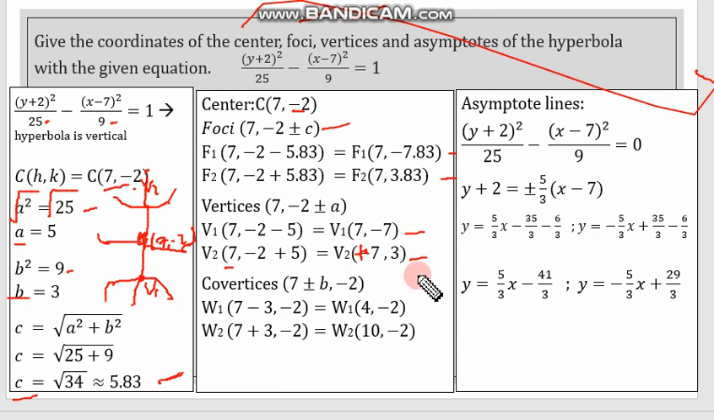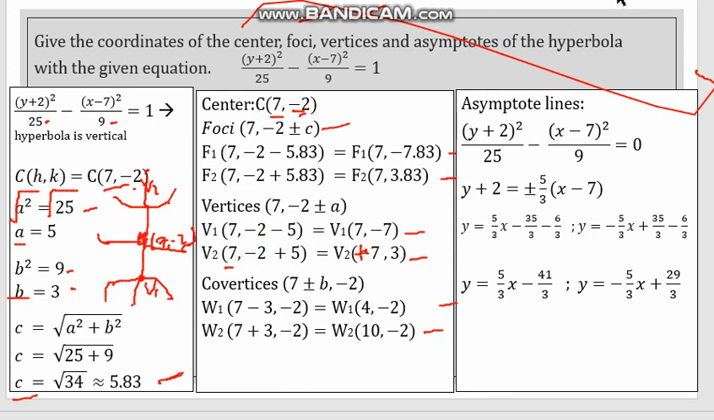While for our co-vertices, since our hyperbola is vertical, the conjugate axis is perpendicular to the transverse axis, so it is horizontal. Therefore, we will add and subtract the value of b at the x coordinate of our center, which is 7. So 7 minus 3 is 4, and the y coordinate stays negative 2, so 4, negative 2. Then 7 plus 3 is 10, so 10, negative 2. These are the co-vertices of our hyperbola.